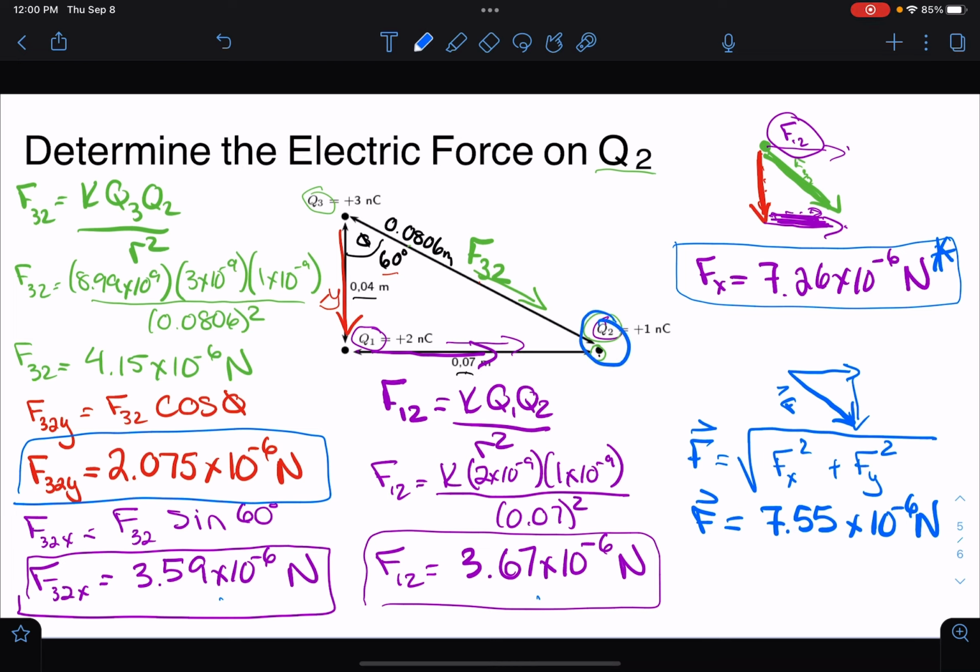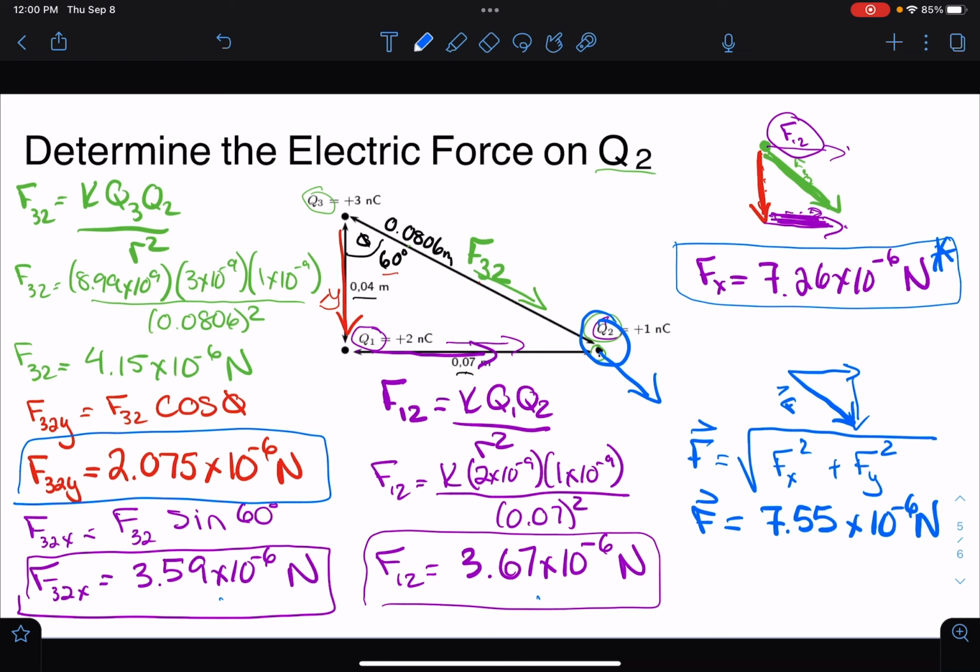Okay, so Q2 has a resulting force in that direction. If we need to find the angle for that, then we would use the tangent, and we can determine the sign. In this case, we're just going to look at the magnitude because we've done a lot for this one.